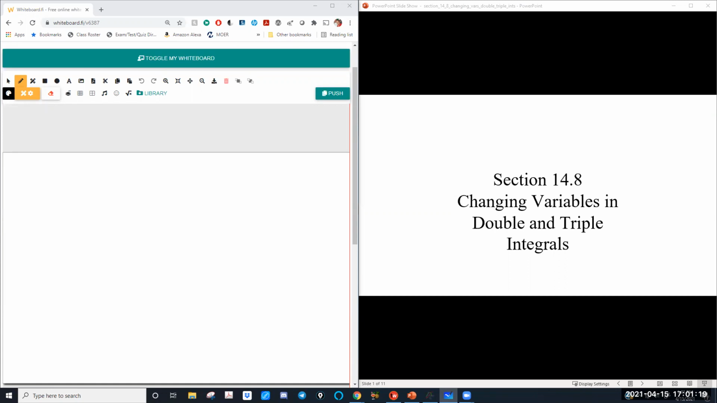Because in a way, we already know how to change variables. Now, we've done it in a couple of specific cases, cylindrical and spherical. This is more general. So this is how you would change variables in general. Those cylindrical and spherical are two specific cases. All right, so that's really what this section is about.